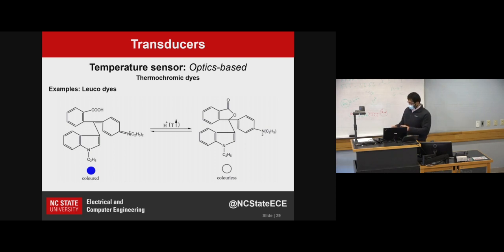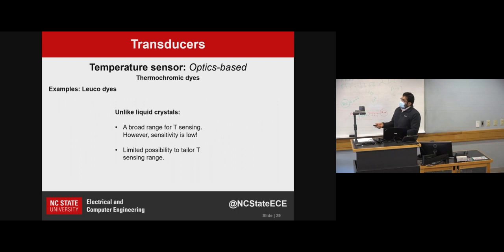of chemistry you're using. The problem with this compared to liquid crystals is while you can detect a broad range of temperatures, the sensitivity is low. So just like your thermistor situation, and also you have very limited range of dye molecules that you could actually use. So that also kind of restricts the kind of applications that you could go for.